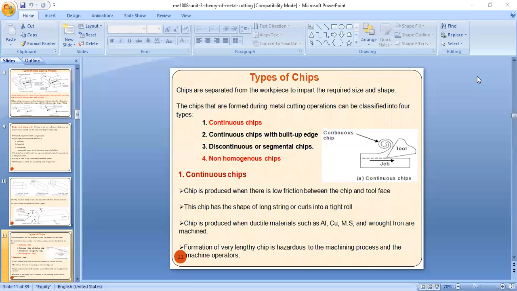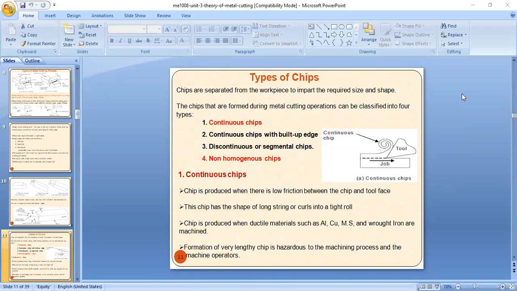So chip is produced. Here continuous chip means chip is produced when there is low friction between the chip and tool face. Low friction. Here we'll discuss the other aspects also, because you might have seen mu is the coefficient of friction in engineering mechanics. Here also we will see the mu and beta, what is the shear angle and everything. Don't try to draw the sketches, because additional support faculty are watching you, because yesterday's problem we discussed with the HOD. So you'll be taking care of those who are writing on the sketch.